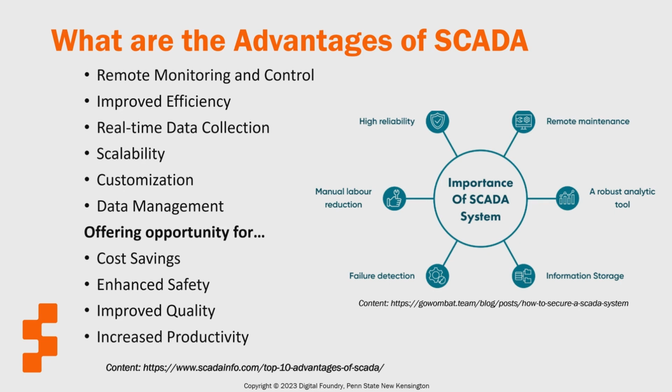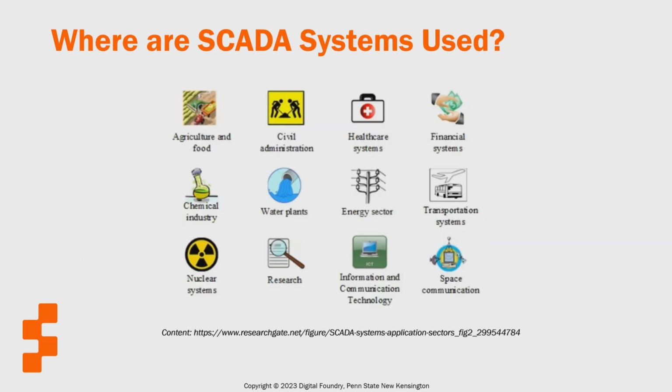SCADA can also improve safety by monitoring critical process parameters and equipment in real time. As a result of SCADA's ability to optimize processes and decrease downtime, quality and productivity are also enhanced. SCADA systems are adaptable to changes in process or equipment requirements and can be tailored to meet organizational needs.